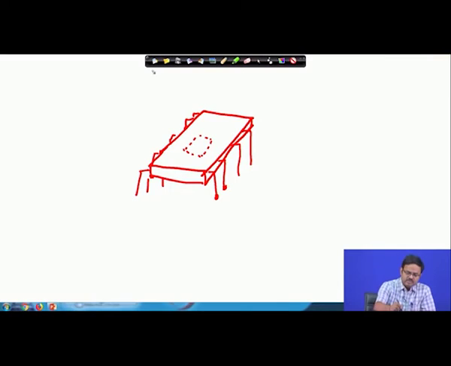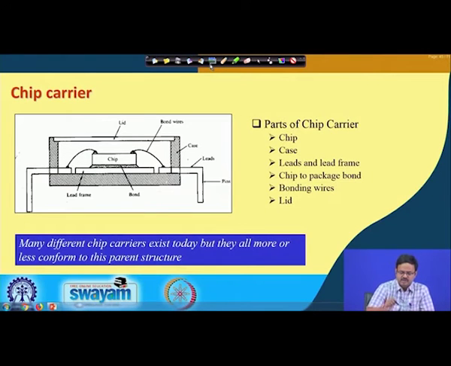Clear? So, I am sorry for the quality of drawing, it is not very nice, but I hope you get an idea. Now once it is covered, I cannot see this chip and the wire bonds inside, but what I am going to see is this outside cover and these leads coming out. Okay. So, as I said, there are many different kinds of structures of chip carriers that exist today, but they all more or less conform to this parent structure.